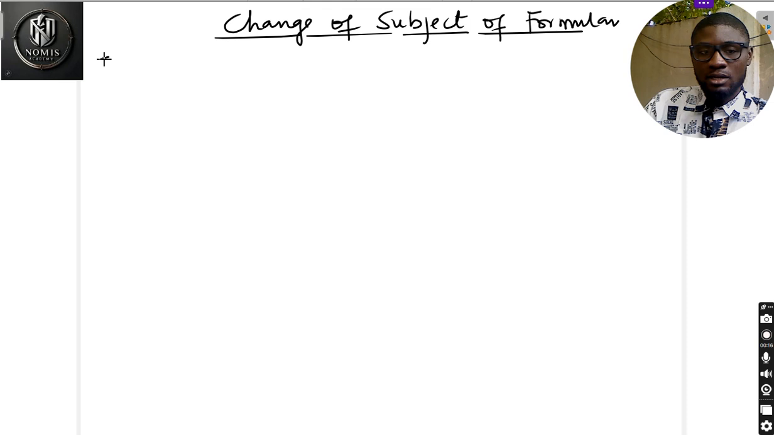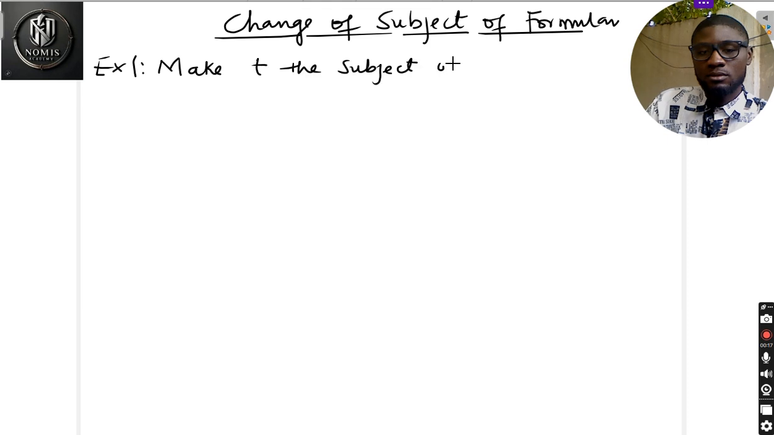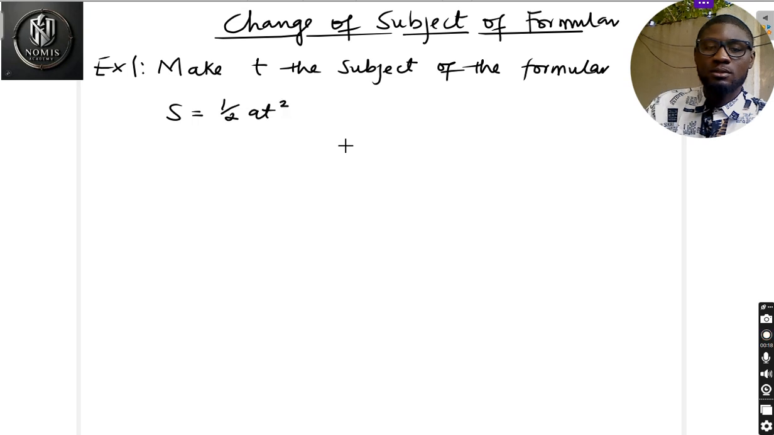Example number one. Make T the subject of the formula: S equals 1 all over 2 at squared. So let's get into the solution.